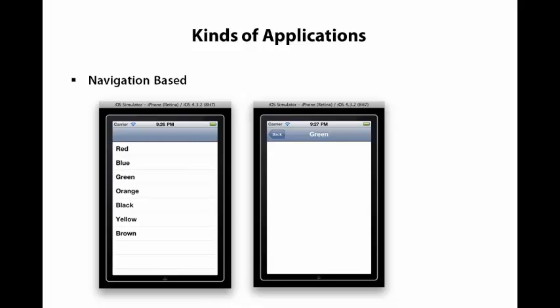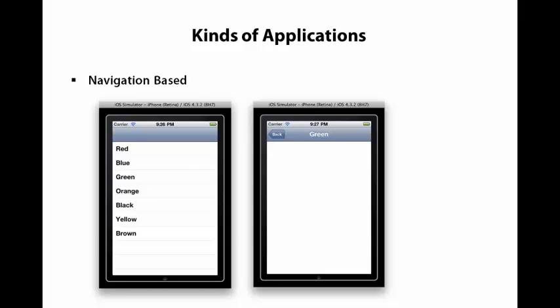The first type of application is a navigation based application. You can see here I've got two screenshots from a small navigation application that I created. The basic thing that you start out with in a navigation based application is a list view where you're going to have a list of items. Typically the user will select an item, and then it'll take them to another screen, or it'll do something with that item.